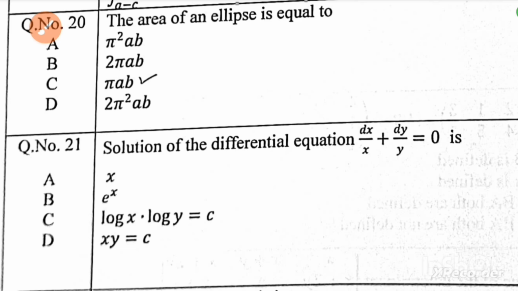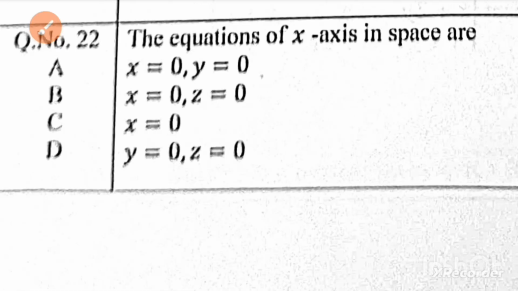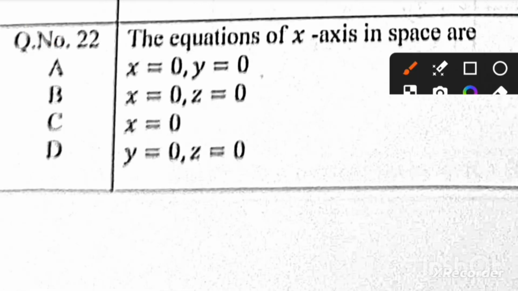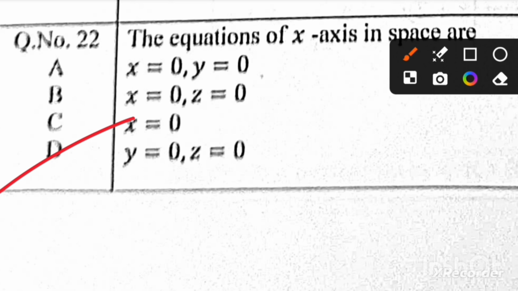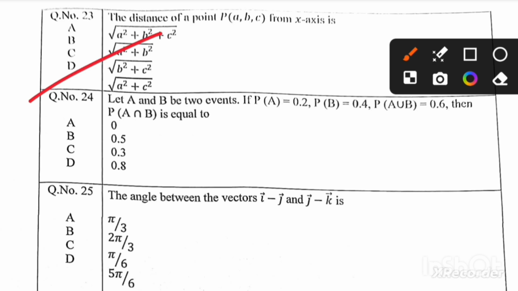The area of an ellipse is equal to πab. Then the solution of the given differential equation is xy = constant. The equations of the x-axis in space are y = 0 and z = 0. The distance of a point P from the x-axis is √(b² + c²). Next, question number 24, the answer is 0.